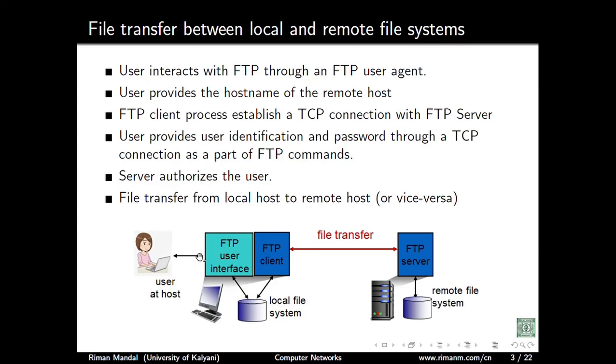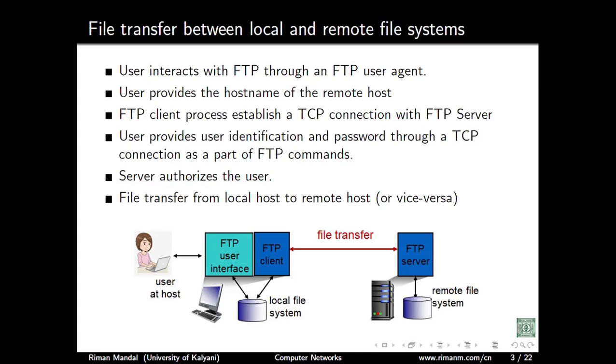The local user interacts with an FTP user interface and provides the host name of the remote host. After receiving the host name, the FTP client initiates a TCP connection with the FTP server. When the connection is established, the user provides its identification, that is user ID, and a password to be authenticated by the FTP server. After the authorization is done, the user is authorized to access the file system in the remote server. A file transfer can then happen between the local host and the remote host.